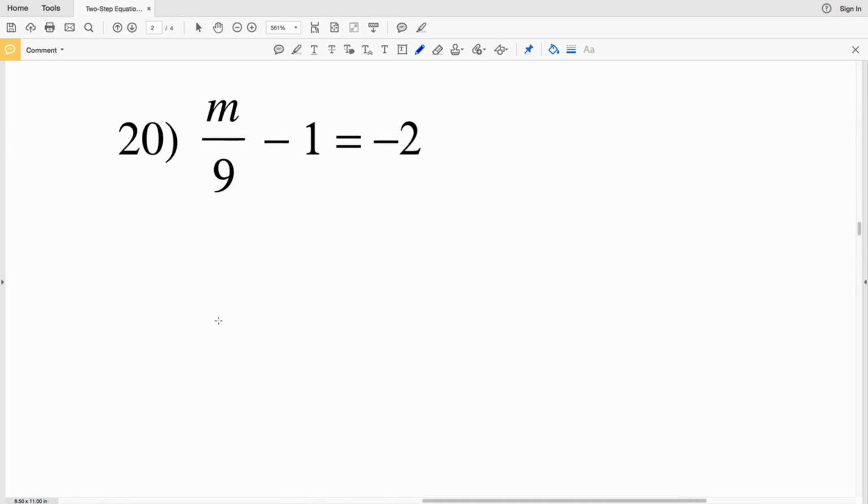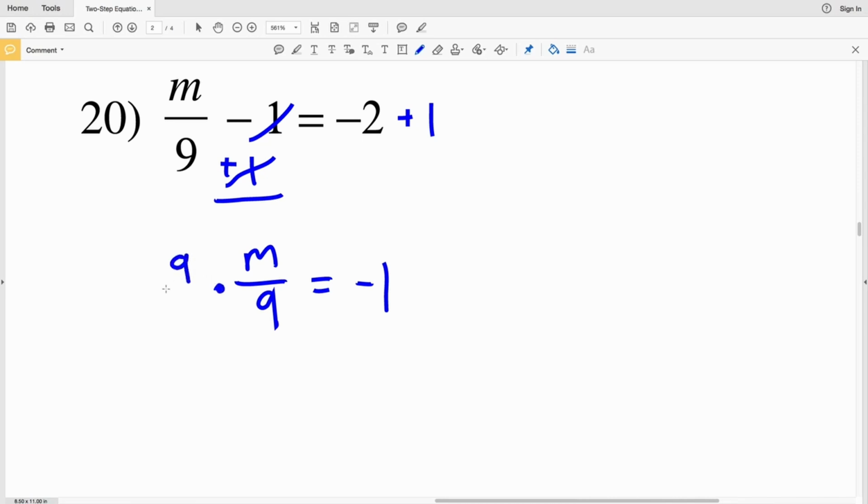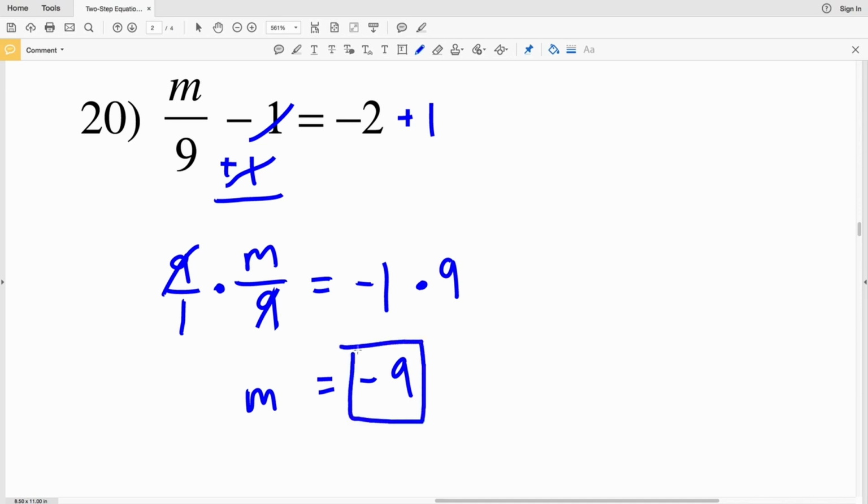Number 20, we're starting by adding 1 to both sides. M over 9 is equal to negative 2 plus 1, which is a negative 1. Then we're going to multiply by 9 over 1. That's going to leave us with m over 1, which is m, equal to negative 1 times 9, which is negative 9.